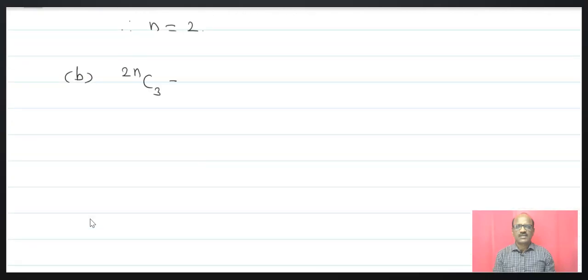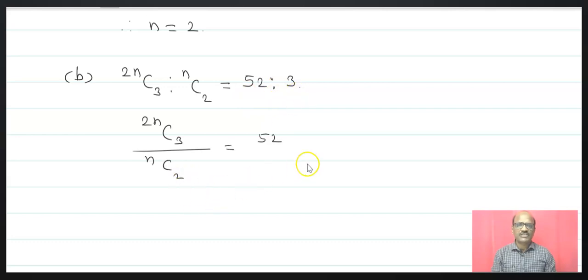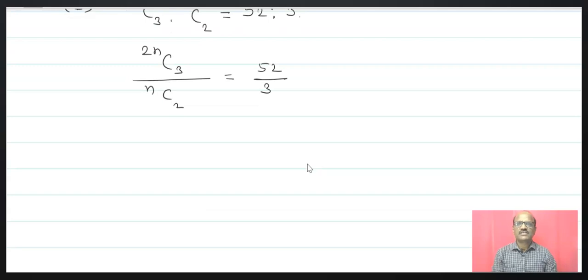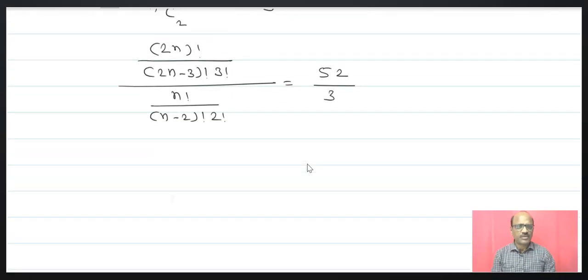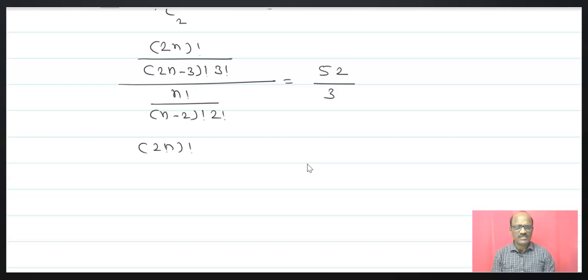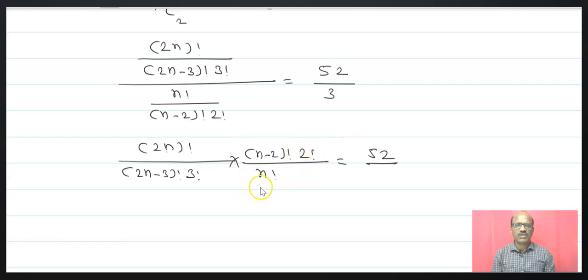Now the next is 2nC3 upon nC2 is equals to 52 upon 3. Now we'll take the ratio and evaluate this. That is 2n factorial upon 2n minus 3 complete factorial into 3 factorial, whole divided by n factorial upon n minus 2 factorial into 2 factorial, that is equals to 52 upon 3. Now evaluate this. 2n factorial upon 2n minus 3 factorial into 3 factorial multiplied with the reciprocal, that is n minus 2 factorial into 2 factorial upon n factorial.